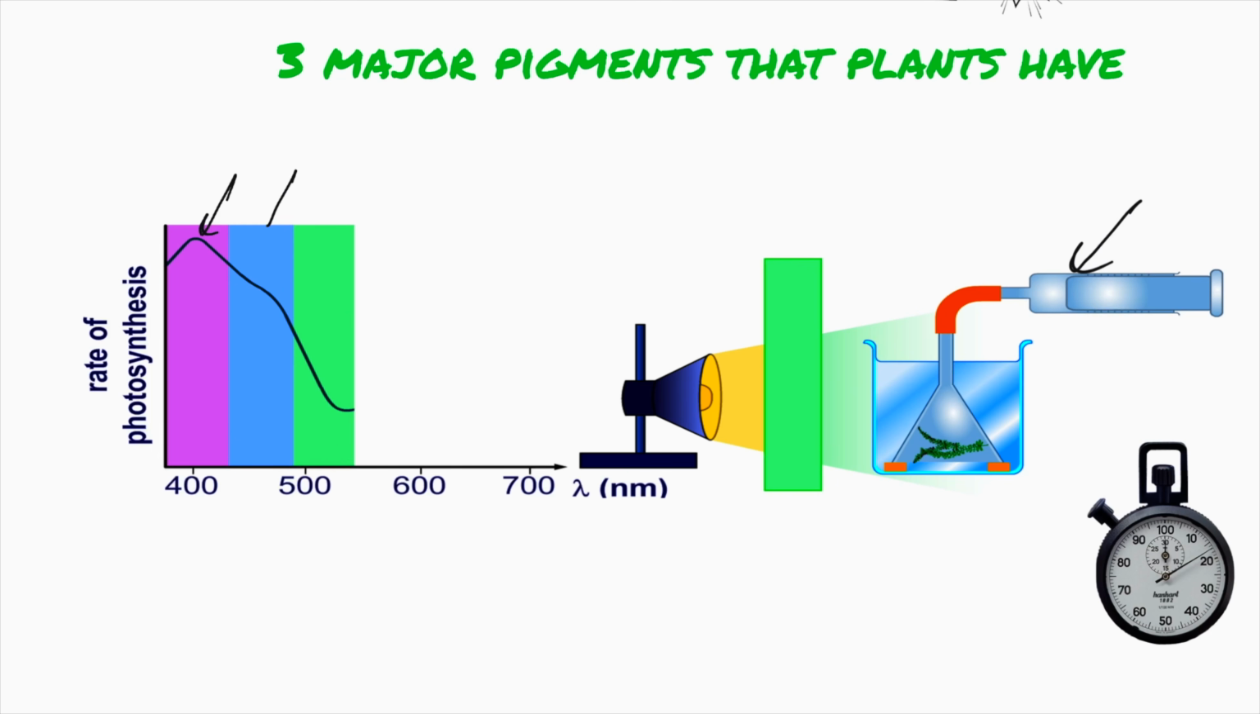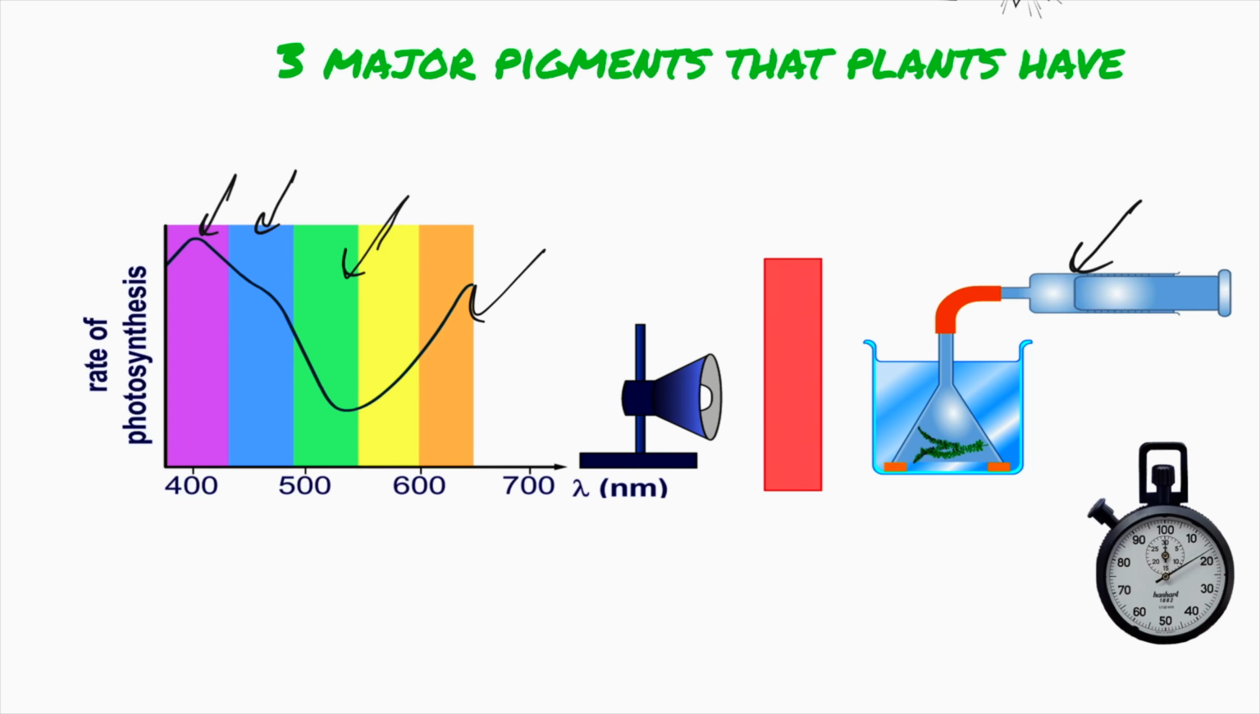So you can see that purple and blue do actually allow the plant to do a lot of photosynthesis. But when the light turns green, the rate of photosynthesis gets slower, then it gets better with yellow, and it gets better and better with orange. As you can see, different wavelengths do allow the plant to do photosynthesis at different rates. So that's what's basically meant by an action spectrum.